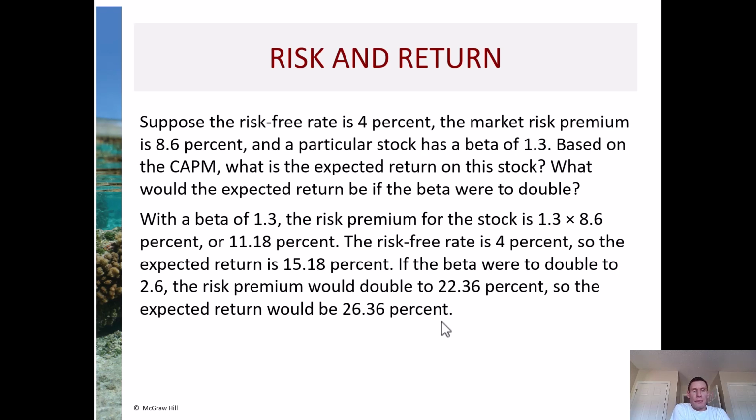With a beta of 1.3, the risk premium for the stock is simply 1.3 times the 8.6%, or 11.18%. The risk-free rate is 4%, so the expected return is 15.18%. If the beta were to double to 2.6, the risk premium would also double to 22.36%. So the expected return would be 26.36%.